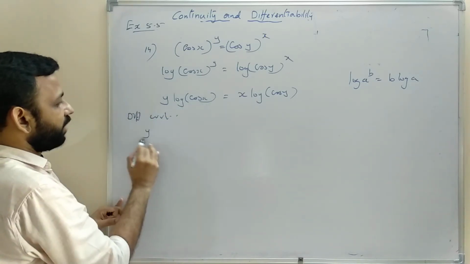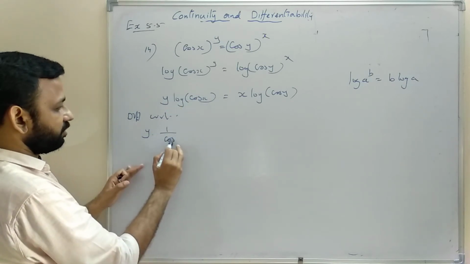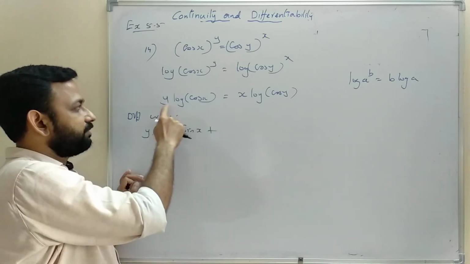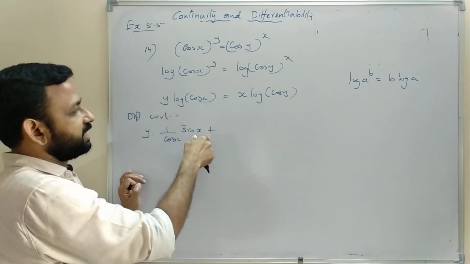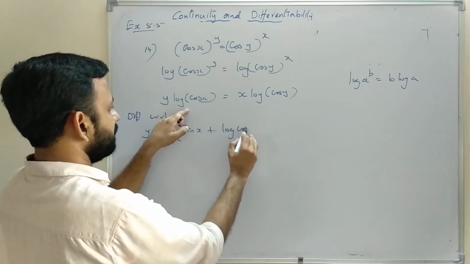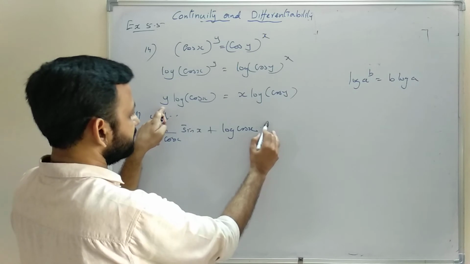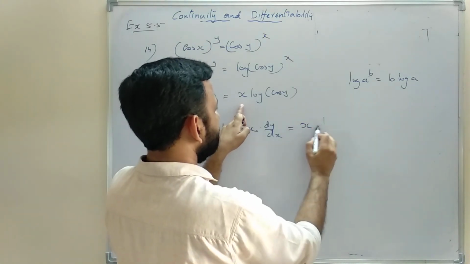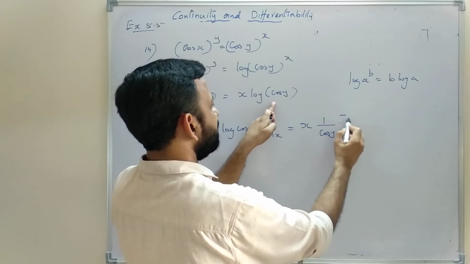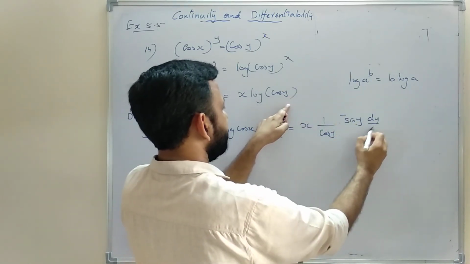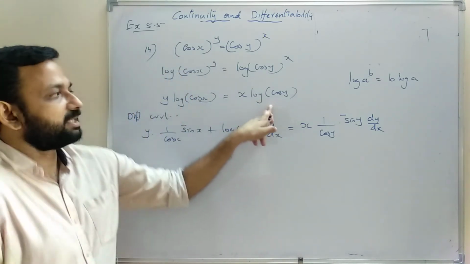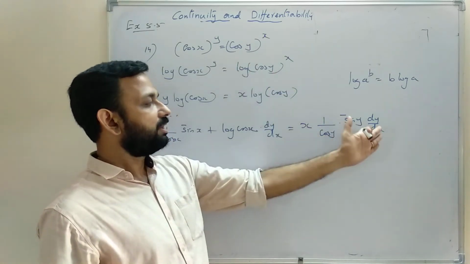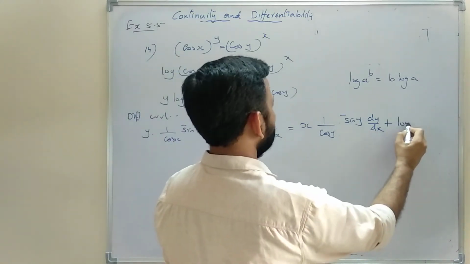We will apply the product rule. y into derivative of log cos x, that is 1 by cos x into derivative of cos x, minus sin x, plus second function, that is log cos x, into derivative of y with respect to x, that is dy by dx, equal to, again we apply the product rule here: x into derivative of log cos y, 1 by cos y into derivative of cos y, minus sin y, into dy by dx, plus log cos y into derivative of x with respect to x, that is 1.